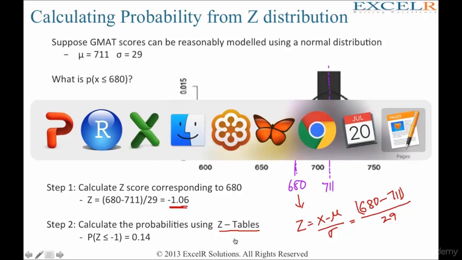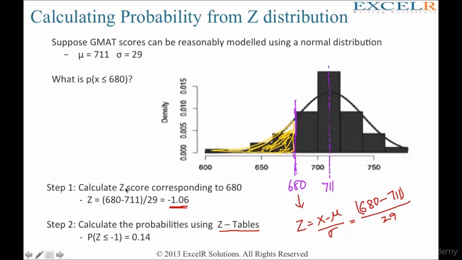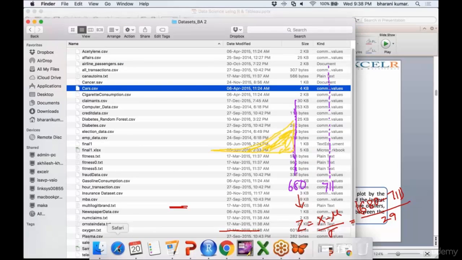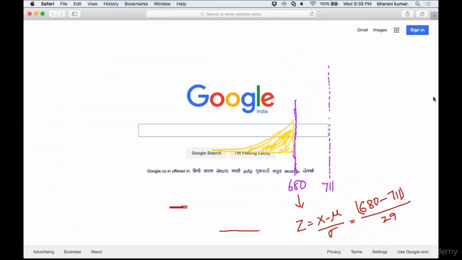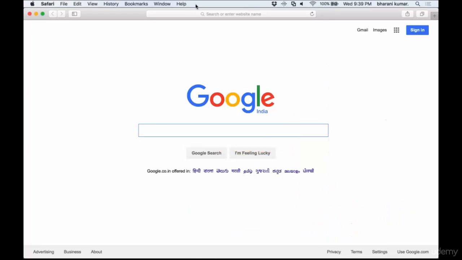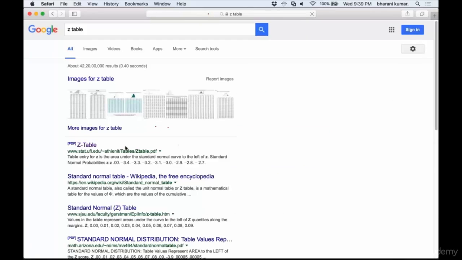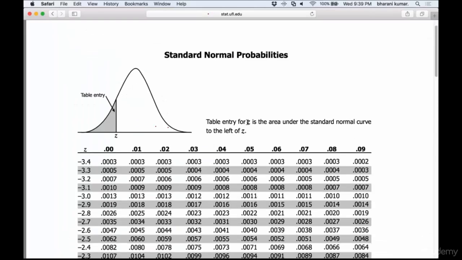I think I do not have this open. Let me do that. Z table. Remember your school days, you used to carry a logarithmic book along with you? Yeah, I'm taking you guys back to your school days, not even to your college days. Then we learned it for marks. Now we are learning it for career.